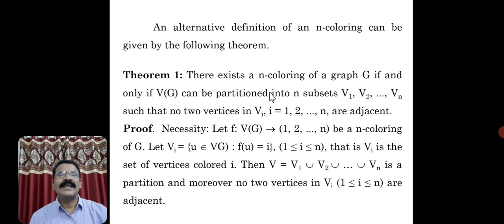There exists an n coloring of a graph G if and only if the vertex set V(G) can be partitioned into n subsets V1, V2 and so on and so forth Vn, such that no two vertices in Vi, where i equal to 1 to n, are adjacent. Of course, no two adjacent vertices are the same color. That should be the concept. Okay, that should be the condition.